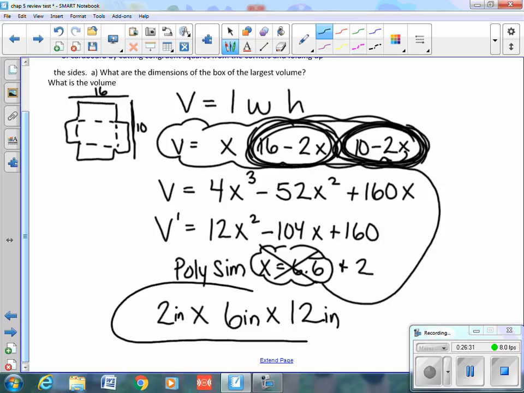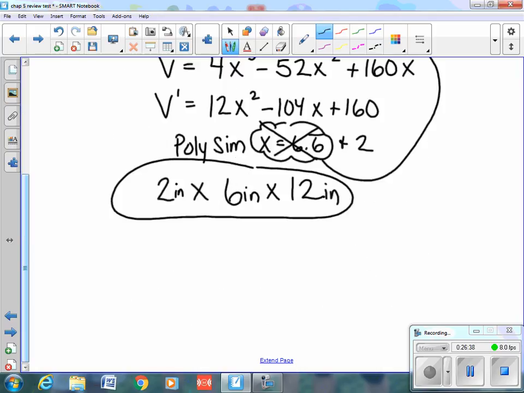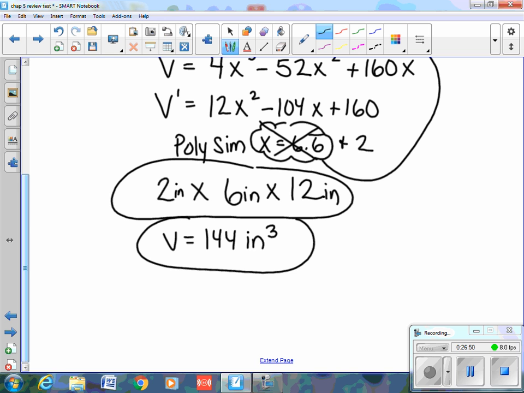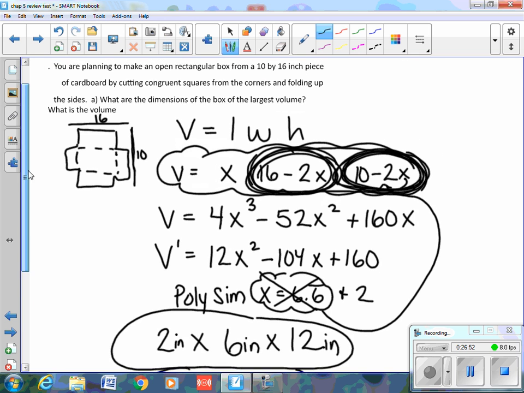These are the dimensions of the box. It needs to be 2 by 6 by 12. And then they want you to go one step farther and figure out the volume. Well, multiply these three numbers together. What is 2 times 6 times 12? 144 inches cubed. And we are done with that problem.